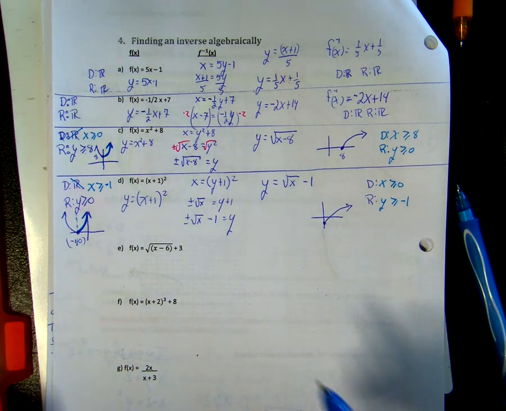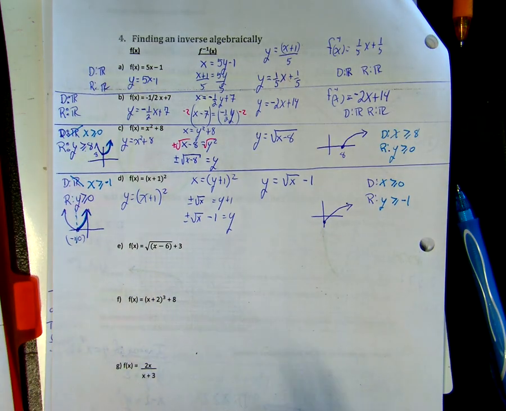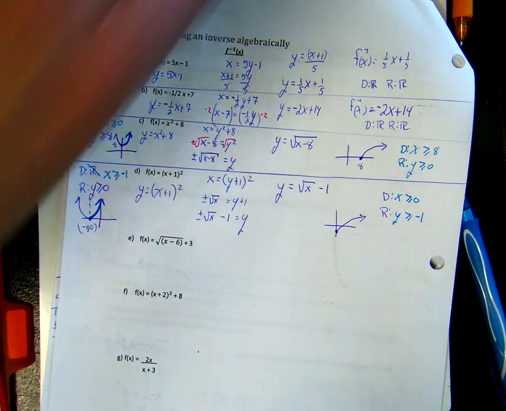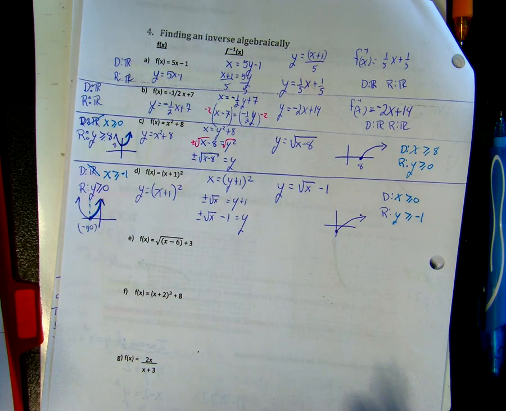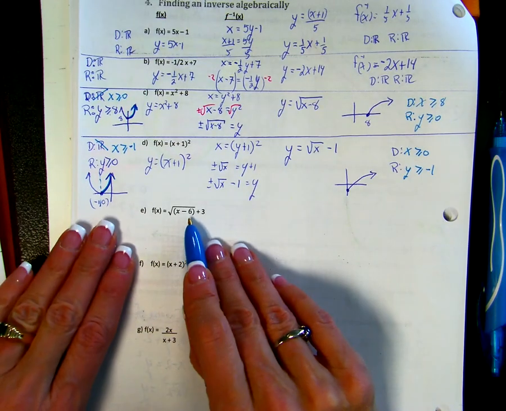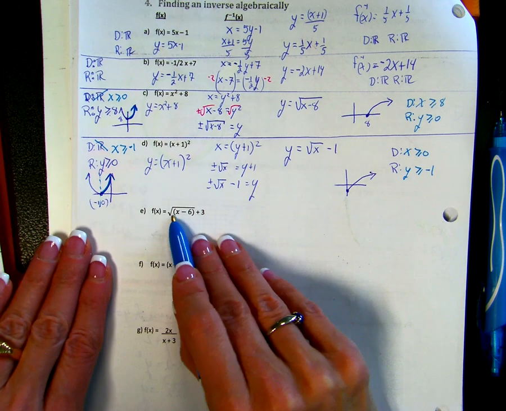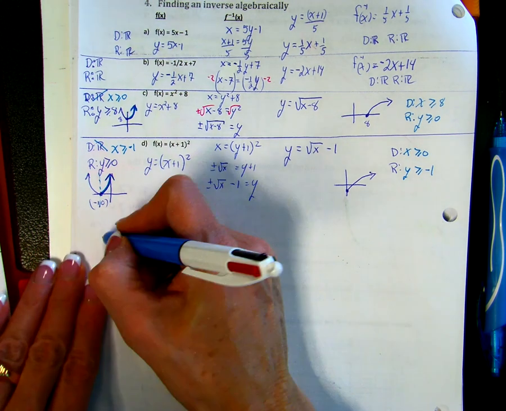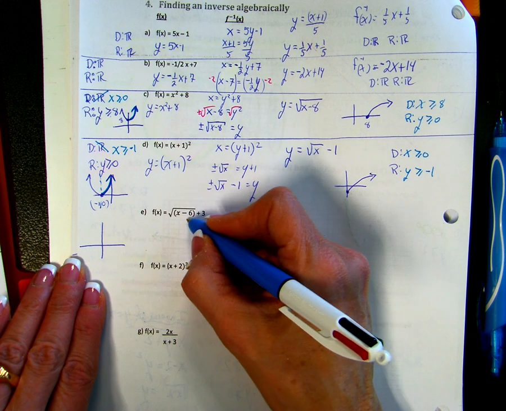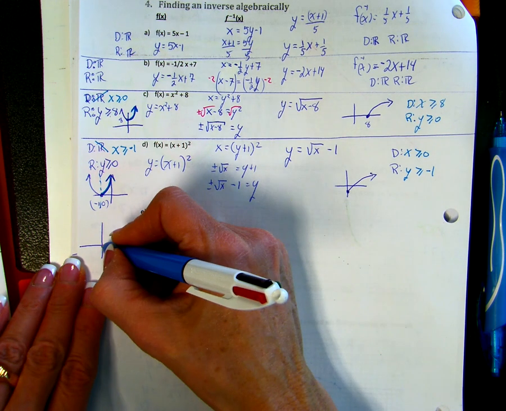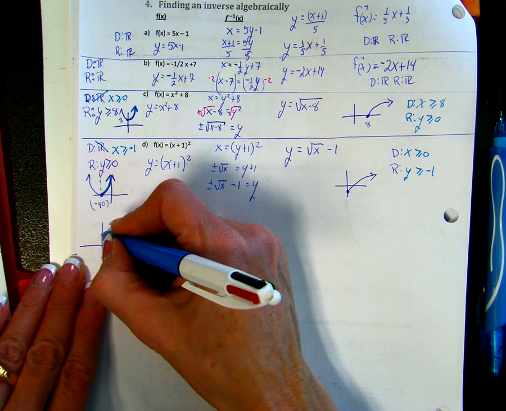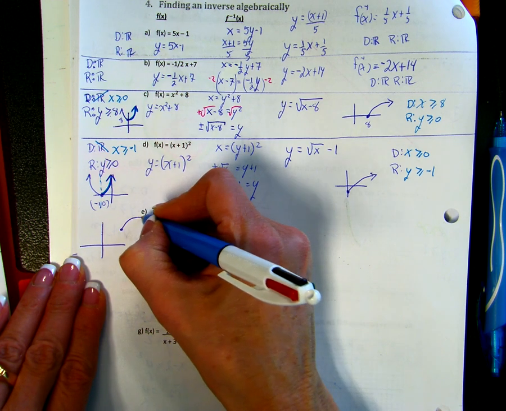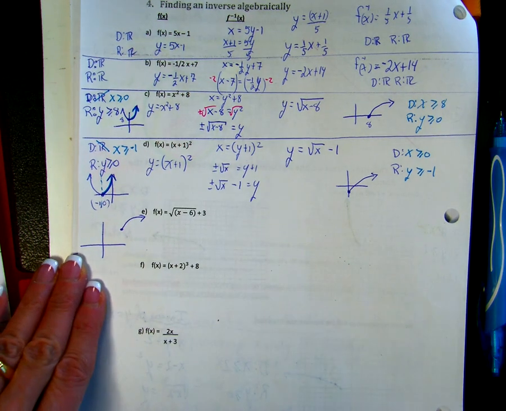Okay, let's do this one together. It's a different kind of problem that comes up here. Look at your original function. It's a square root function, and it's been shifted 3 up and 6 units to the right. So square root function 3 up, 6 to the right, it starts here and looks kind of like that.